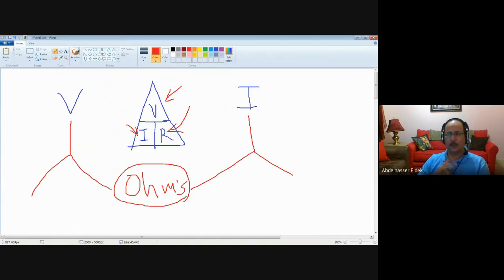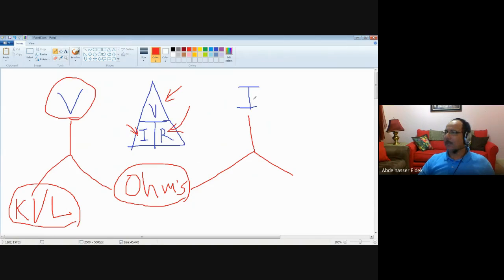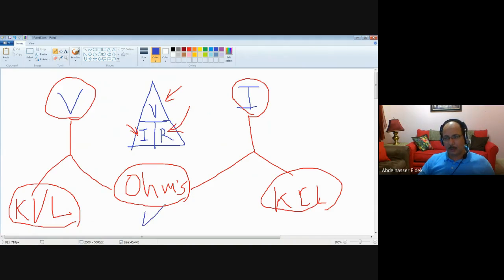If you can't use Ohm's law, what happens? If you want to calculate voltage, think about Kirchhoff voltage law. If you want to calculate current, think about what? Kirchhoff current law. So there are two ways to calculate the voltage: first, Ohm's law; second, Kirchhoff voltage law. And there are two ways to calculate the current: first, Ohm's law; second, Kirchhoff current law.